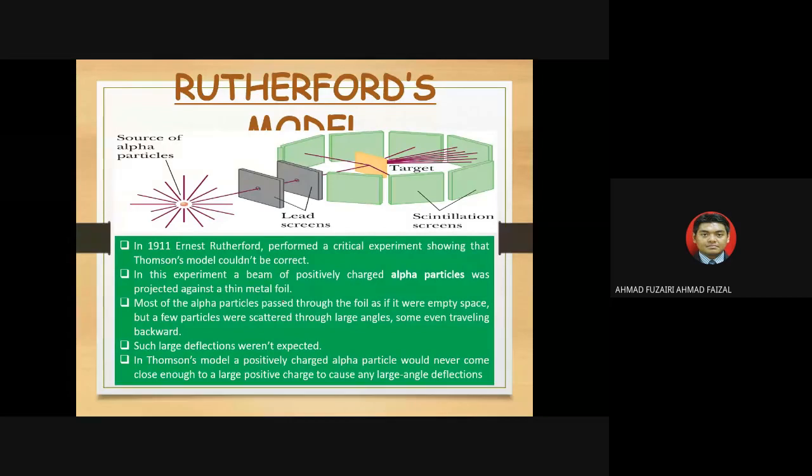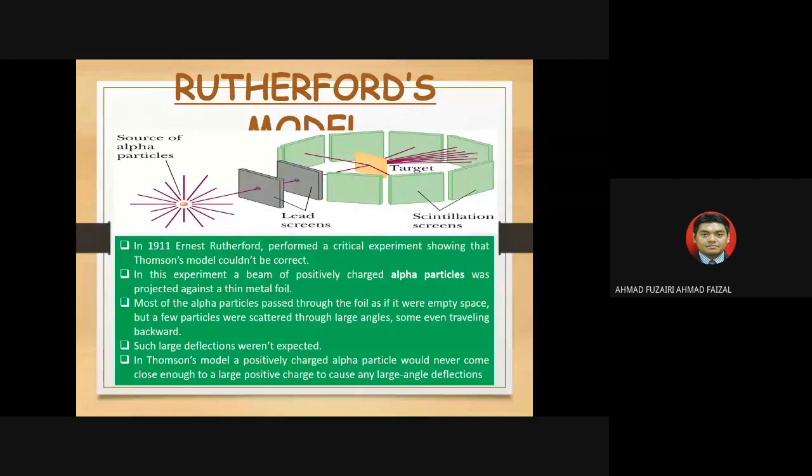Right, so in 1911, Ernest Rutherford performed a critical experiment showing that Thomson's model couldn't be correct. Okay, so it's actually trying to get the best out of Thomson's model. In this experiment, a beam of positively charged alpha particles was projected against a thin metal foil.